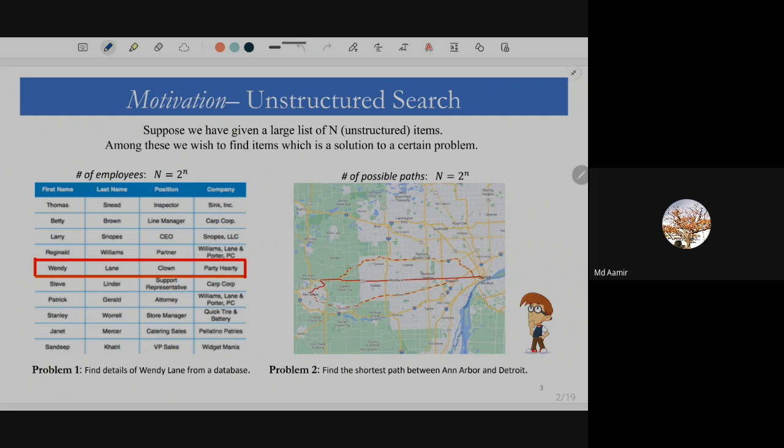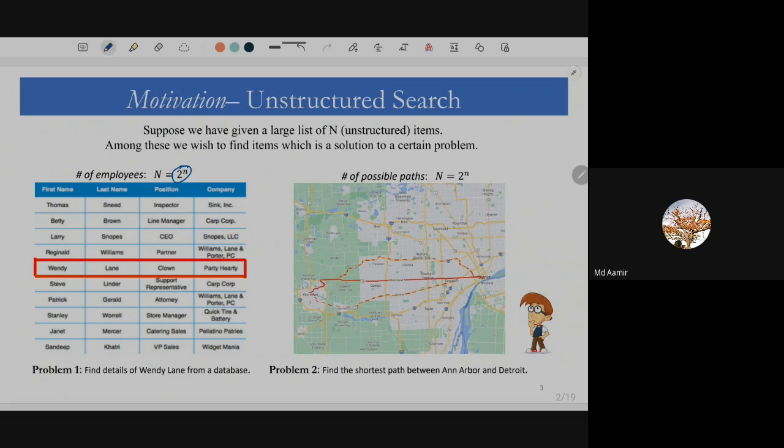So for example, if you consider the list here, let's say a company database has the details of 2 raised to n employees. Why we have this 2 raised to n, we will discuss later. But for the time being, we assume that the total number of employees is 2 raised to n, and it's completely in a disordered way. So for example, the first names are not in alphabetical order. You have W before, let's say, S or P or J. Even if you see the last name, there is no order. The position, there is no order. Company, there is no order.